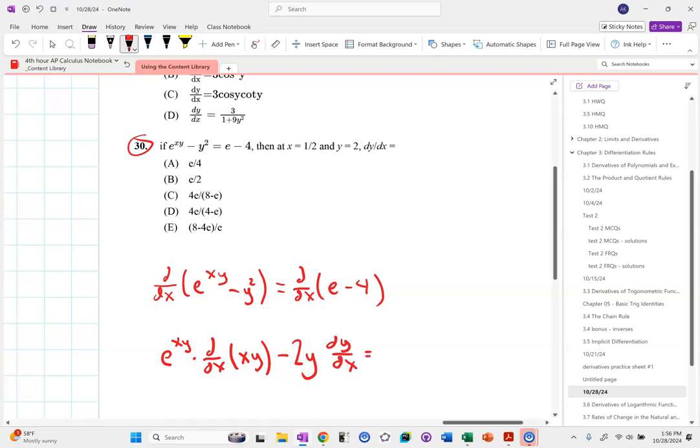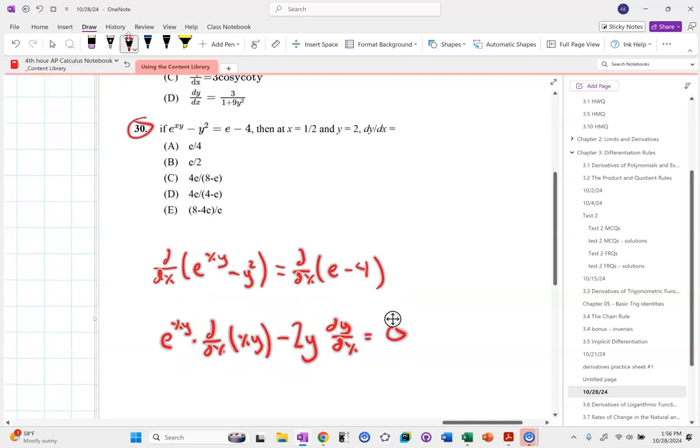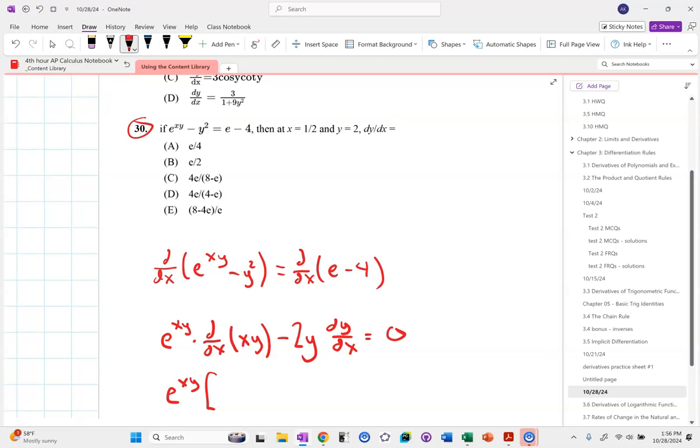What's the derivative of e? Nope. Nope. 0. Why is it 0? It's a constant. And obviously derivative of 4 is also 0. Tricked you there. All right, we still have to do the derivative of xy. How do I do the derivative of xy? That's a product rule. So we have x times the derivative of y plus y times the derivative of x.